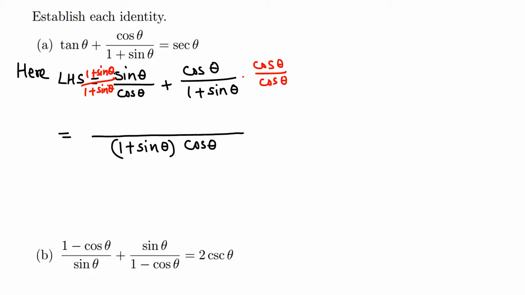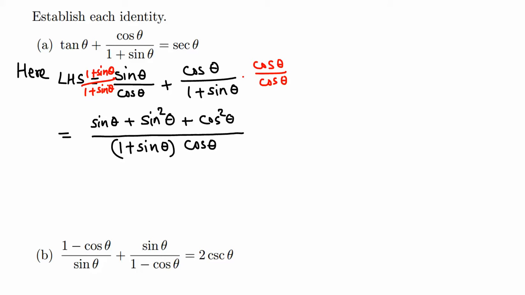So 1 plus sine theta is a block, and we distribute: sine theta times 1 is sine theta, plus sine theta times sine theta is sine square theta, plus cosine theta times cosine theta, that's cosine square theta.